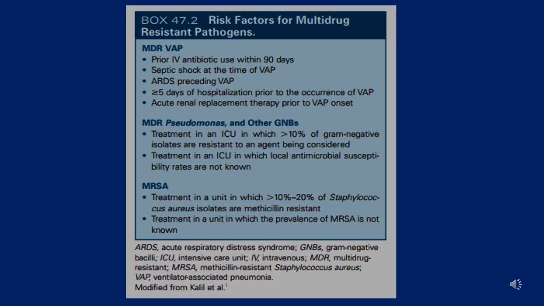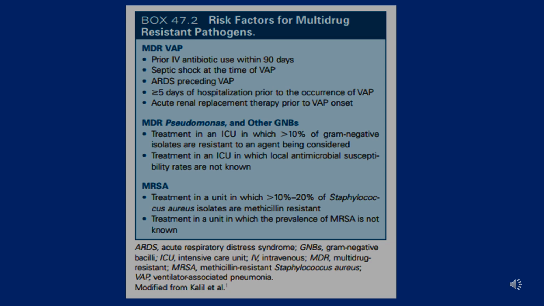The risk factors for multidrug-resistant Pseudomonas and other gram-negative bacilli include the following. 1. Treatment in an ICU in which 0.10% of gram-negative isolates are resistant to an agent being considered. And 2. Treatment in an ICU in which local antimicrobial susceptibility rates are not known.